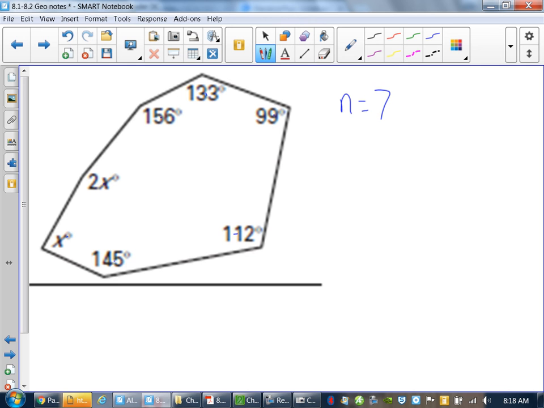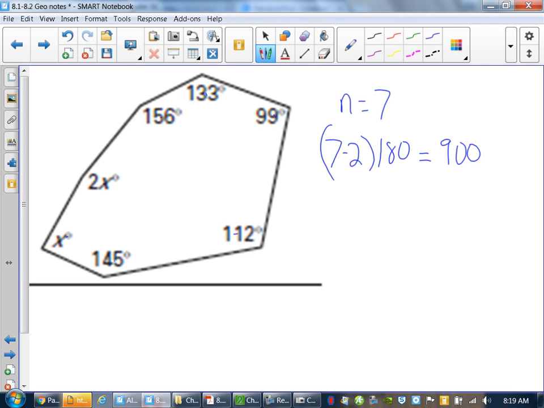So if you have seven sides, could you figure out how many degrees all of them have to add up to? 7 minus 2 times 180. And you get how much? 900. So all of those have to add up to equal 900. So you're creating your own equation, basically. You're figuring out how many degrees are inside of here, which you've done if it was a triangle. Now they're just putting more sides to it.